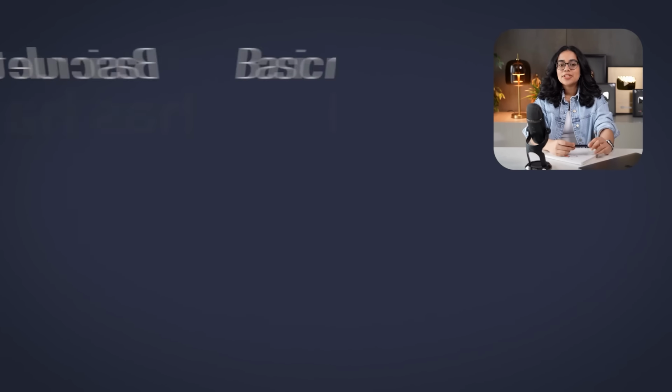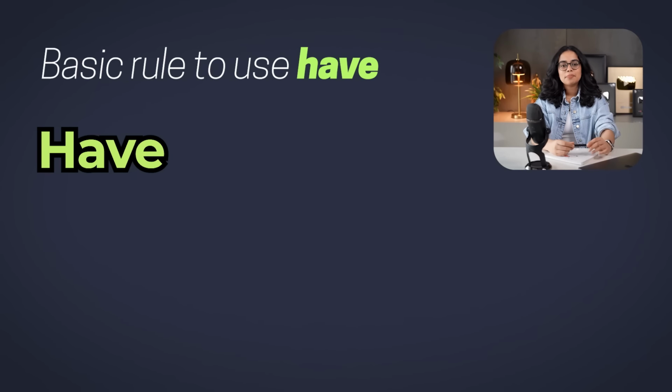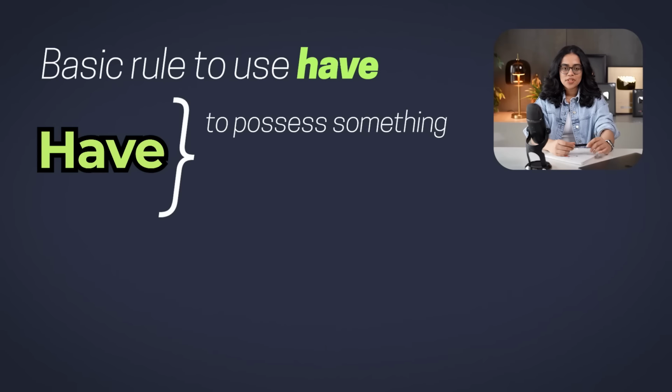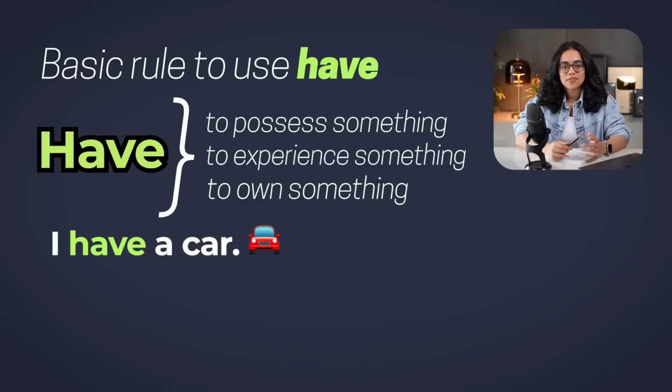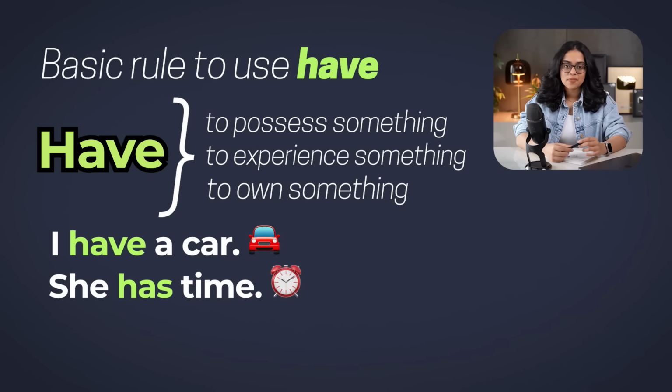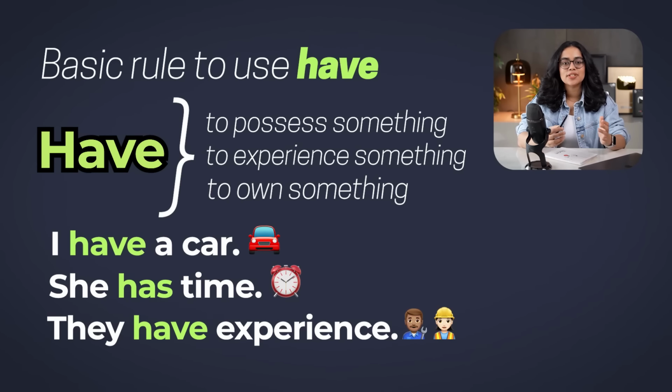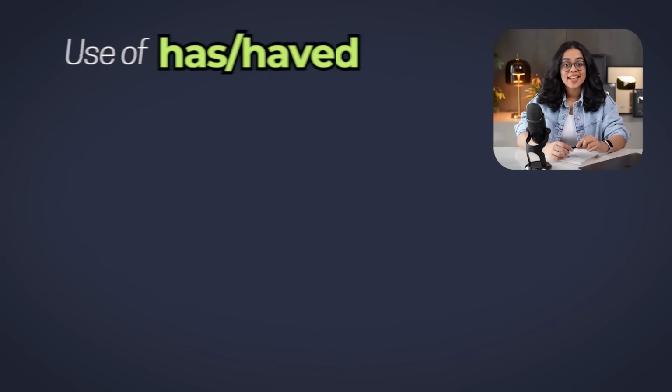Let's start with the basics. The verb have means to possess something, to experience something, or to own something. Example, I have a car, or she has time, or they have experience. Until here, there is no problem. This is the basic use of have. Now let's understand how to use has had and have had.